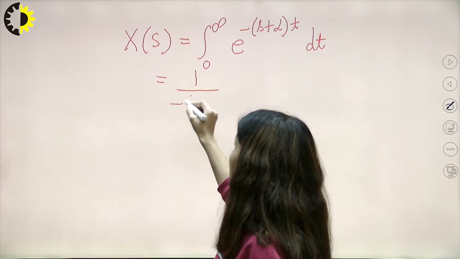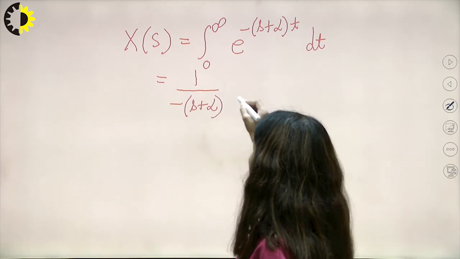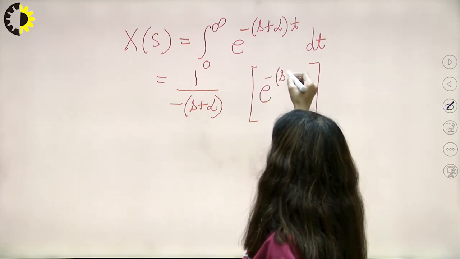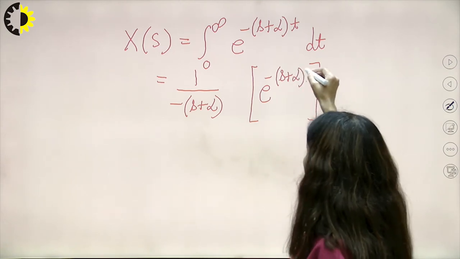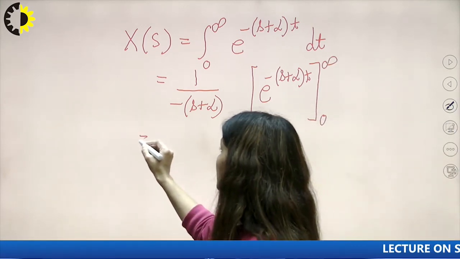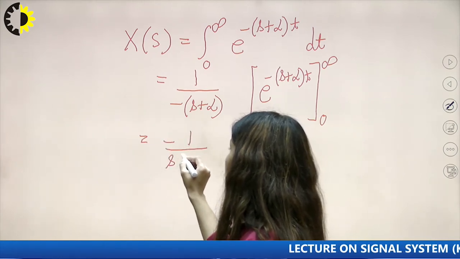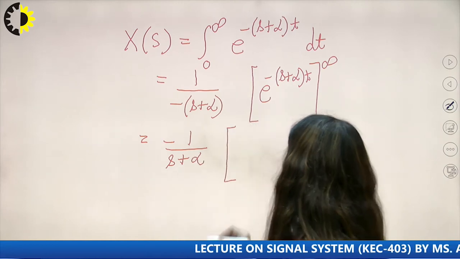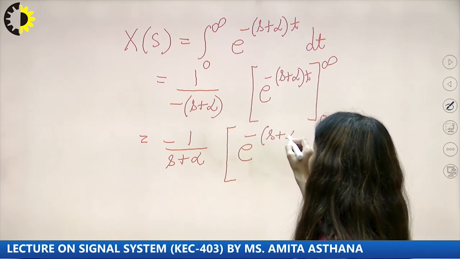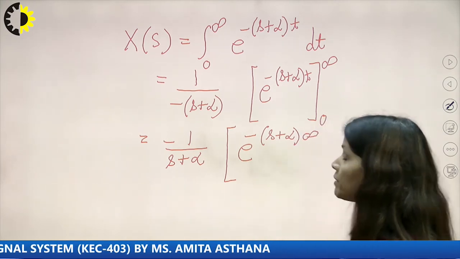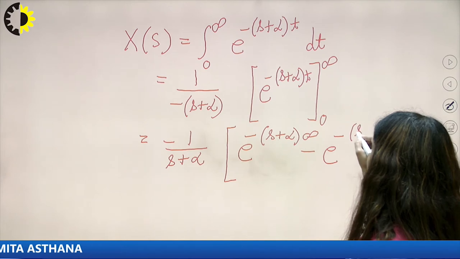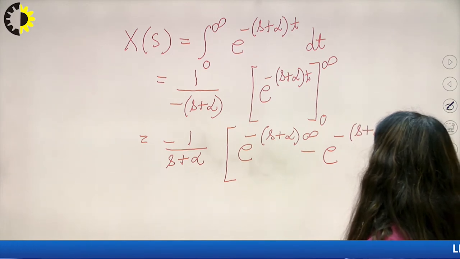1 upon minus (s plus alpha), e raised to the power of minus (s plus alpha) t, with limits 0 to infinity. So here I have minus of 1 upon s plus alpha. I will put infinity, e raised to the power of minus (s plus alpha) into infinity, that is my positive infinite value, minus of e raised to the power minus (s plus alpha) into 0.